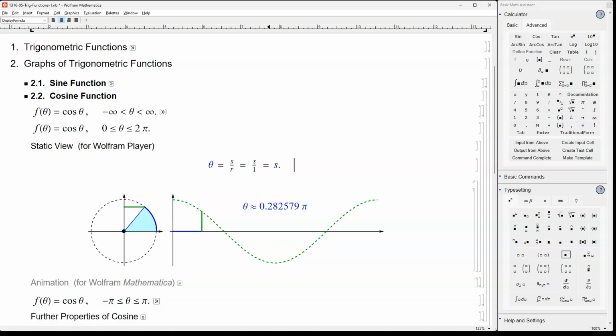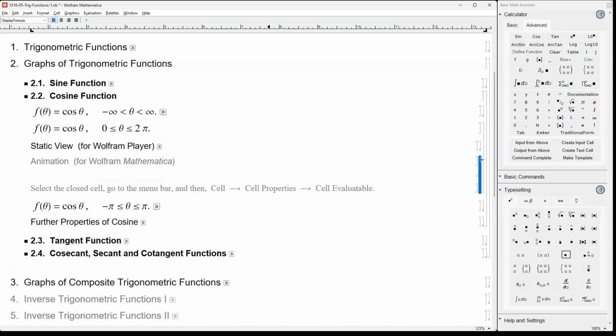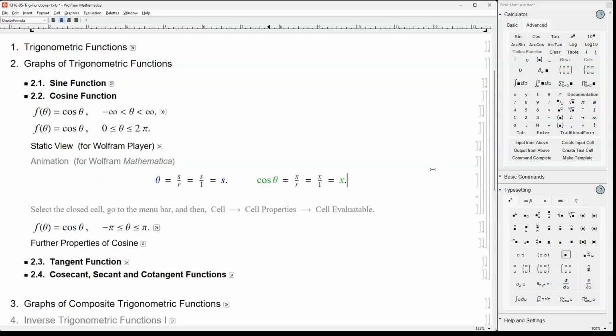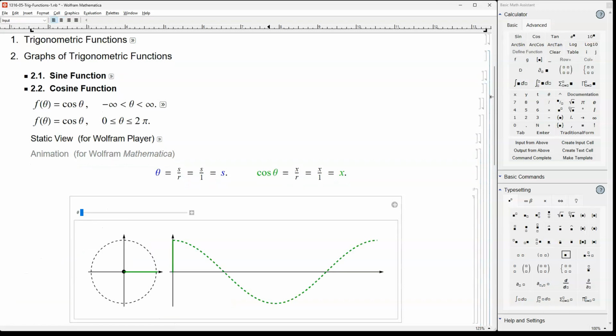As for cosine, that's x over r, but r is 1 in this case, so it's just x, and that is represented as green in this picture. So this horizontal must match this vertical here. Compared with the graph of sine function, it's a bit tricky because I have to tilt this horizontal versus that vertical. But otherwise, it's the same idea. I hope this animation will not cause too much difficulty to anybody.